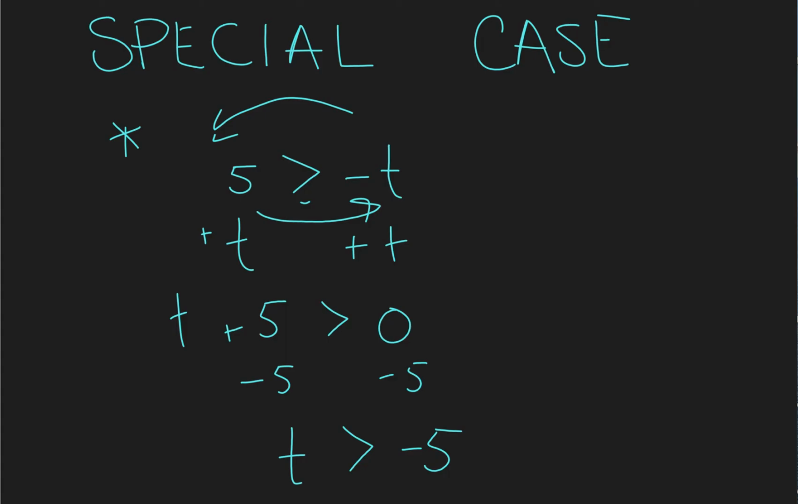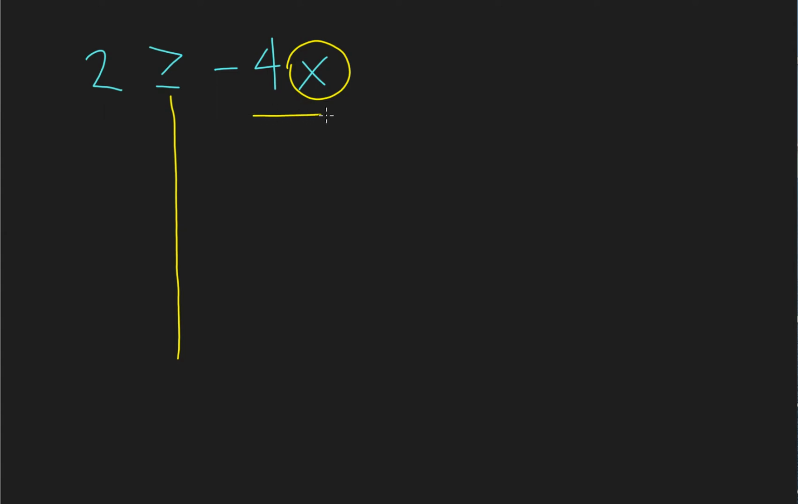So what we need to remember is that when we multiply or divide by a negative, we're going to flip this inequality sign. So 2 is greater than or equal to negative, let's make it negative 4x. So we're going to solve this the same way. We break the inequality in two. We know that we're trying to isolate this x, so we're going to divide by a negative 4.